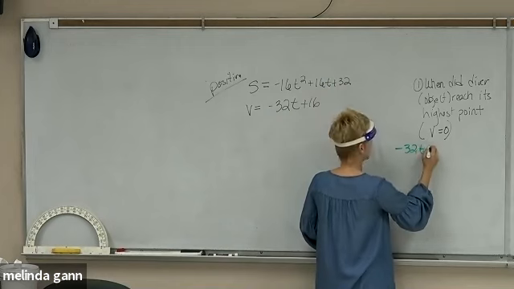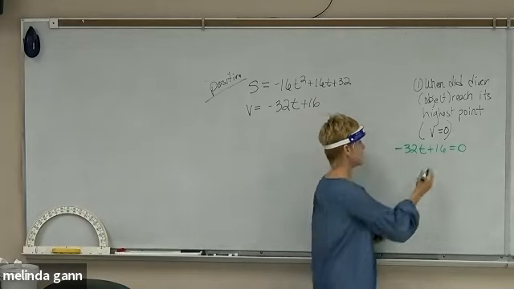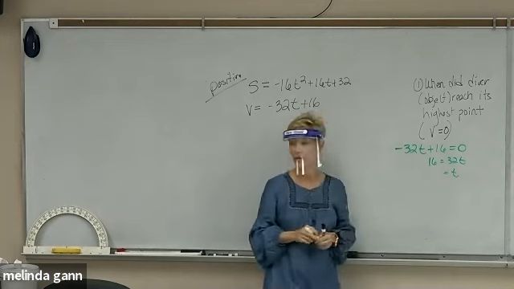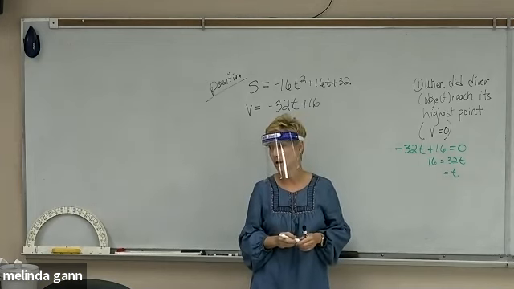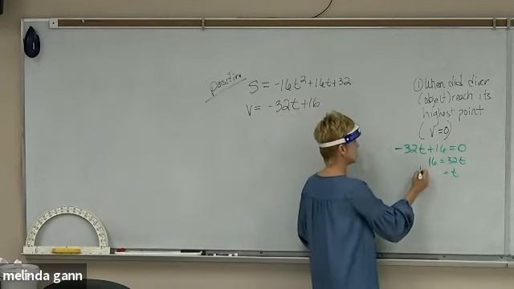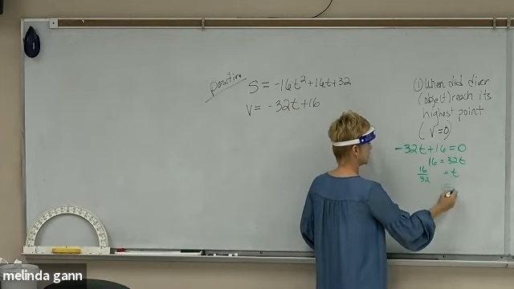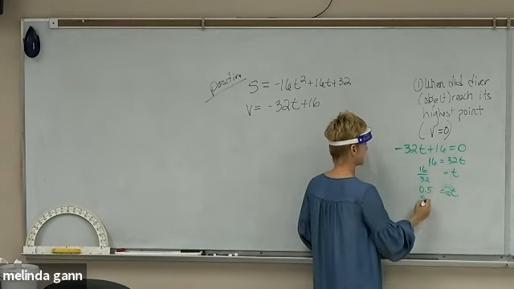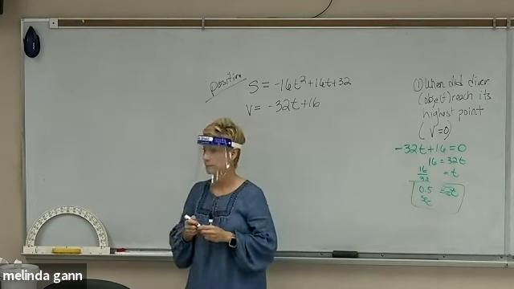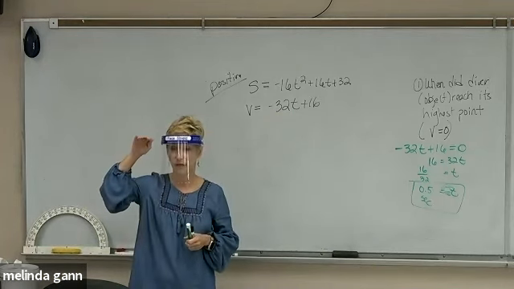Negative 32t plus 16 is 0. So what's that get me? 16 is 32t. So what's t? Is t 2? Because I get that a lot. No, what's t? 1/2. It's not big divided by small. So 16 divided by 32, it took half a second. So if that diver jumps, half a second later, that diver's at the highest point.